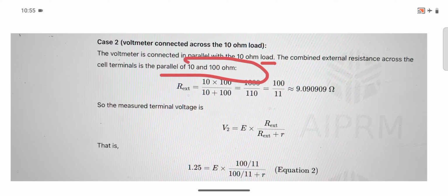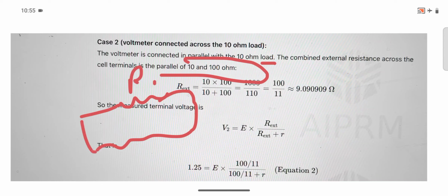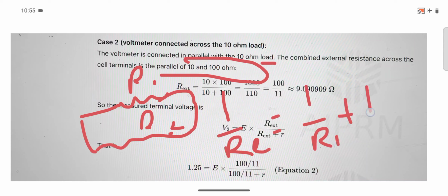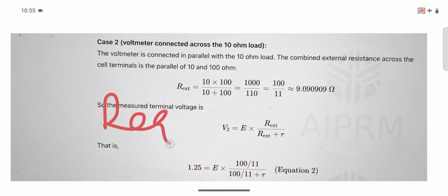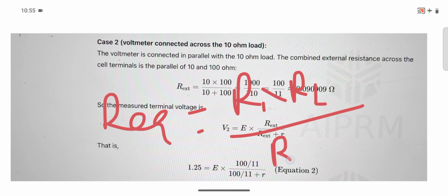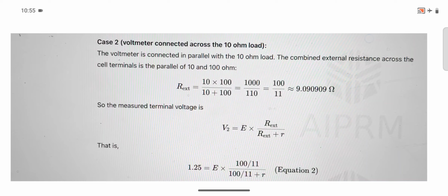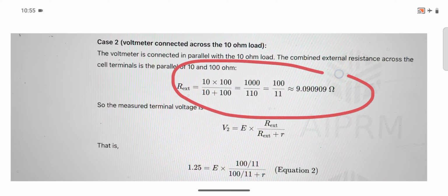As we know, for parallel resistances, to find the equivalent resistance we apply this formula. The formula becomes R equivalent equal to R1 R2 divided by R1 plus R2. So we apply this formula here and calculate the external resistance.